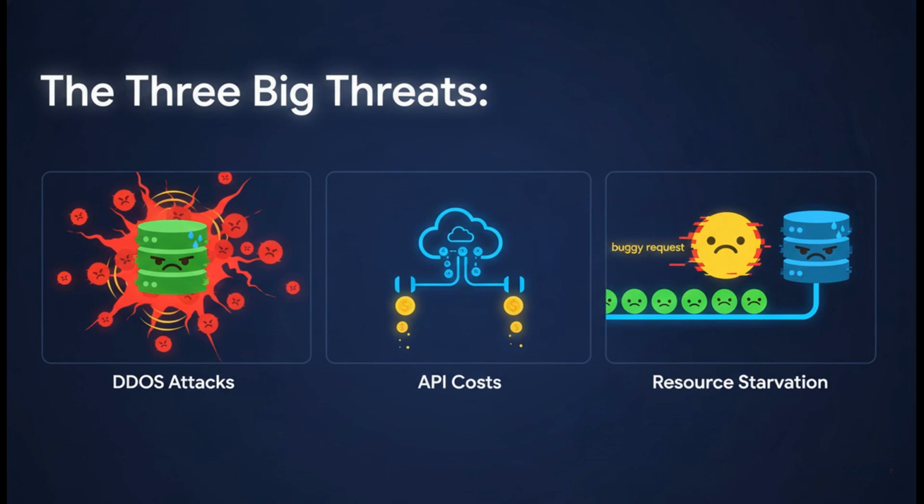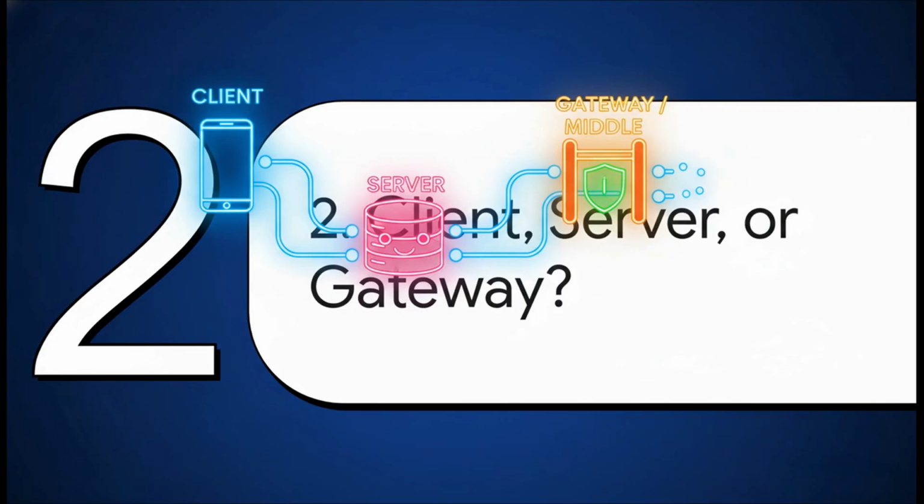Second, API costs. If you're paying for a third-party service, every single unneeded call is costing you real money. And finally, just plain old resource starvation. A buggy script or maybe an overeager user can accidentally hog all the resources, starving out legitimate traffic and completely overloading our servers.